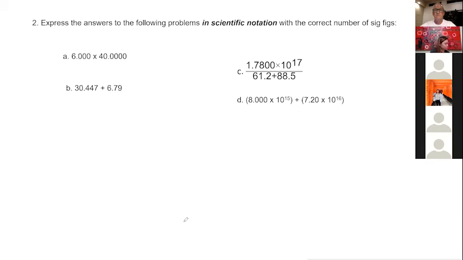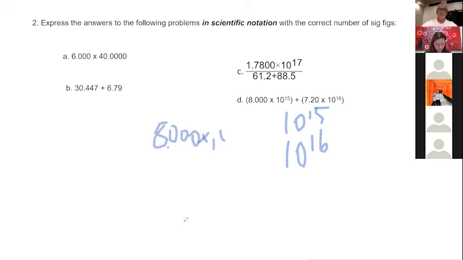I think I got 8.72 times 10 to the 15. Yeah, that looks right. So you can do one of two things. You can either convert everything to 10 to the 15th, or you convert everything to 10 to the 16th. Do one or the other. So then you have 8.000 times 10 to the 15th. When you convert this to 10 to the 15th, then it becomes 0.720.